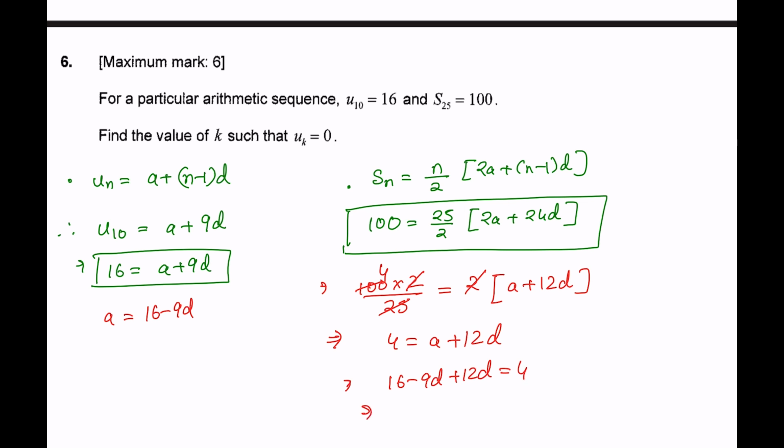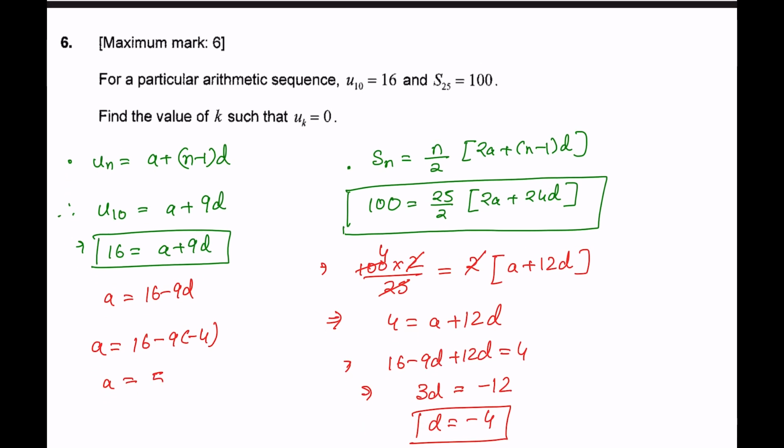Shift 16 to the other side. Now minus 9d plus 12d is 3d. So 4 minus 16 is negative 12. So from here d is negative 4. And if I place d in this equation, I'll get a, which is minus 9 times minus 4. So a becomes 36 plus 16, which gives me 52. So a is 52, d is negative 4.